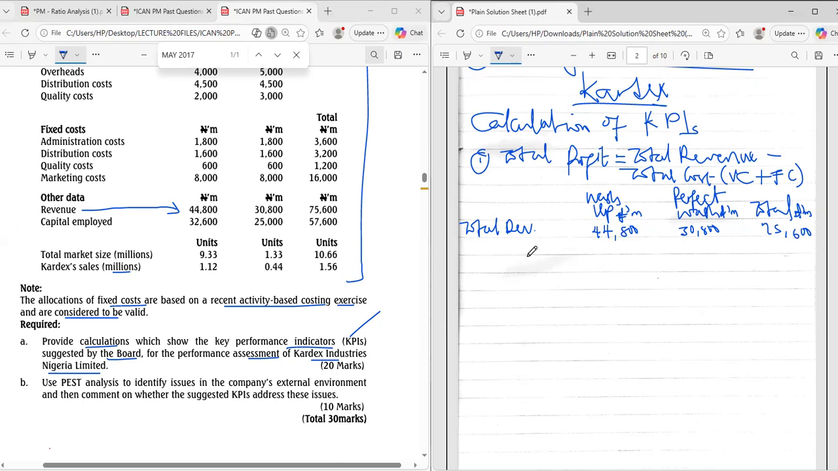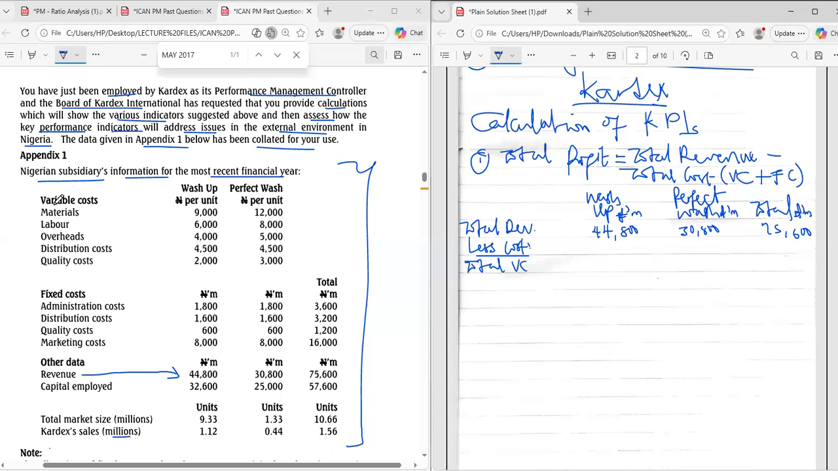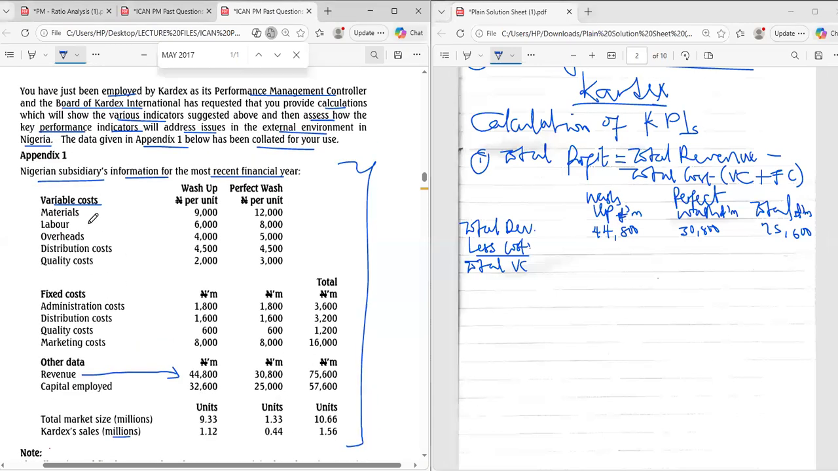So let's less our costs. Our cost is made up of variable and fixed. So let's get our total variable costs. How do we get our variable costs? We have material, labor, overhead, and then quality, and they are per unit. Somebody should add up the one for Perfect Wash, please.